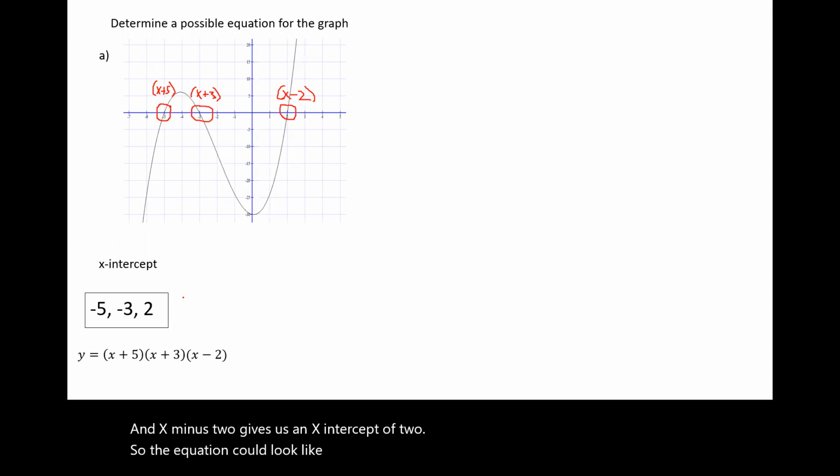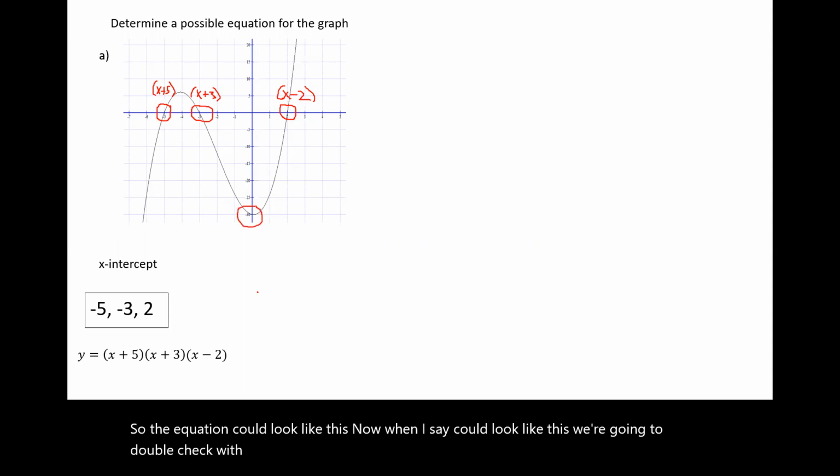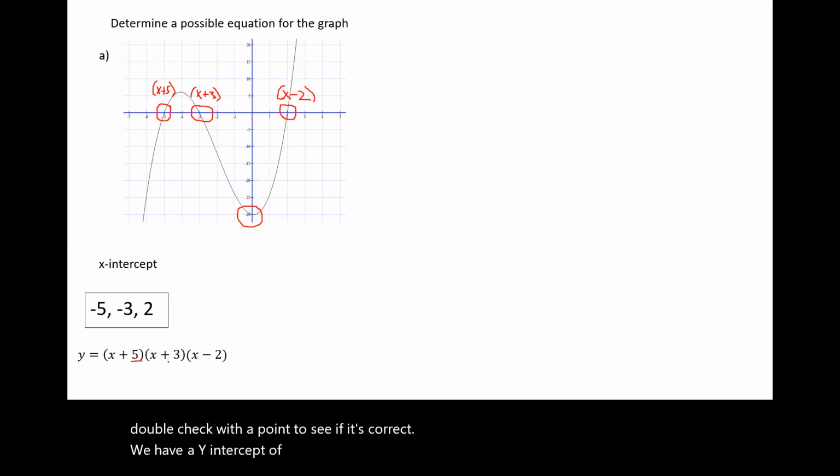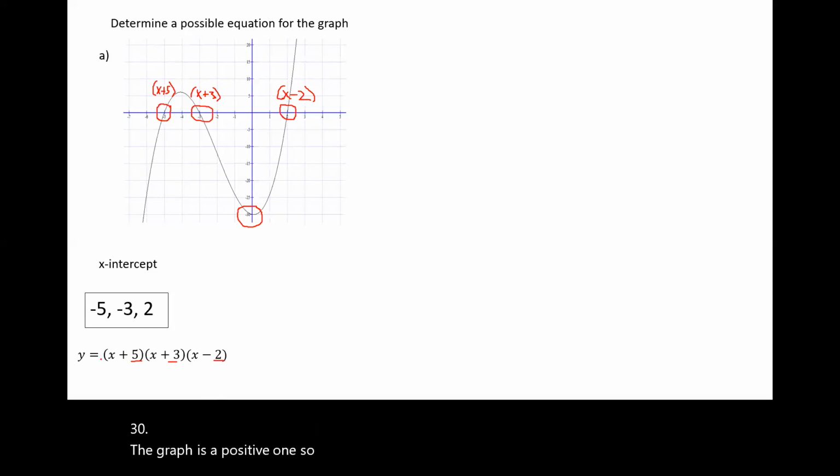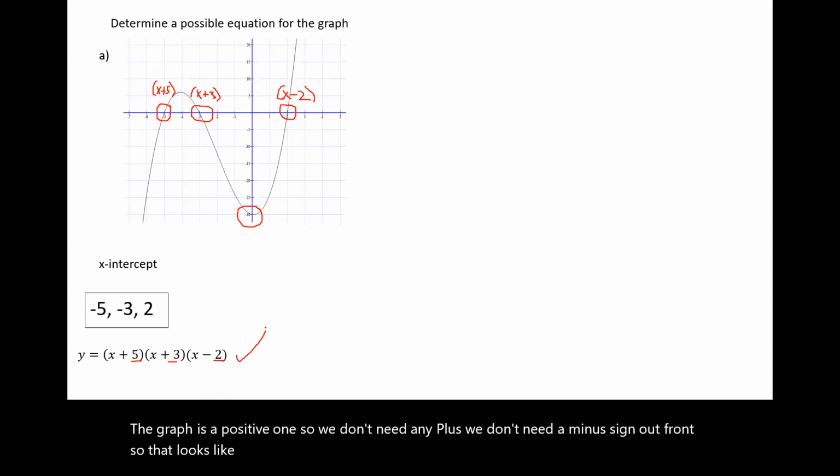Now when I say could look like this, we're going to double check with a point to see if it's correct. We have a y-intercept of -30, and our y-intercept, if we let all the x's equal 0, is -30. The graph is a positive one, so we don't need a minus sign up front. So that looks like a possible equation for our graph.